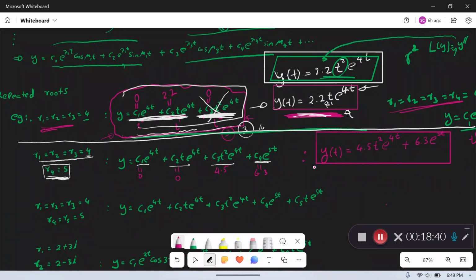So now let's think backwards. If this is the solution that they have given, what should be the minimum order of the polynomial? Now for that, if you focus on this right-hand term, you can see that it's just 6.3, some arbitrary constant, times e to the power 5t. And this number 5 is not present anywhere else.